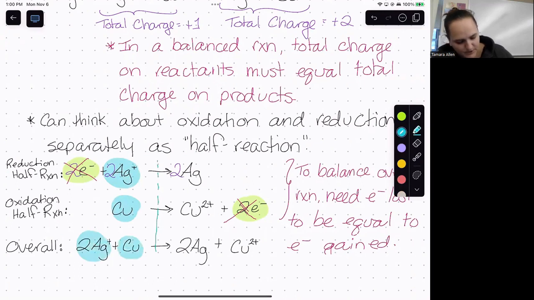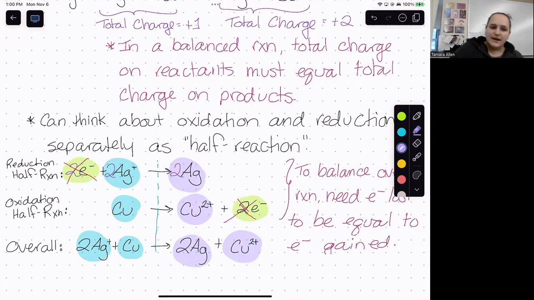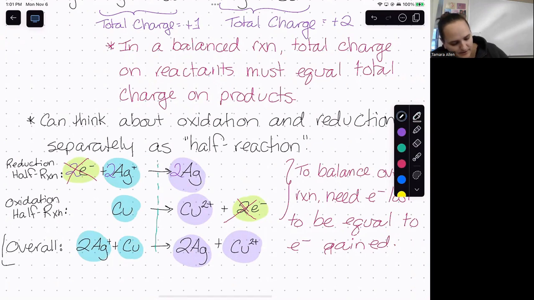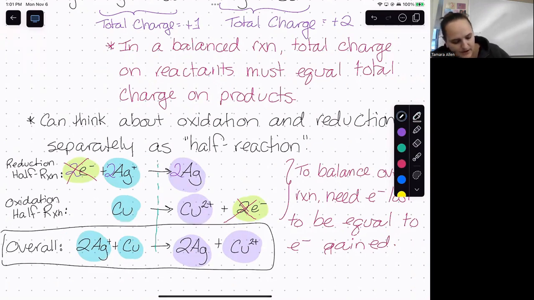So all I've done here is taken everything on the left side of both of my half reactions, except for the electrons, and put it on the left side of my overall reaction. Everything on the right side of both of my half reactions, except for the electrons, goes on the right side of my overall reaction. And I now have a balanced oxidation-reduction reaction, where the total charge on the left is +2. I have 2 ions, each with a +1 charge, giving me a total of +2 over here. And then I still have this +2, just one of them, giving me a total of +2 over here.